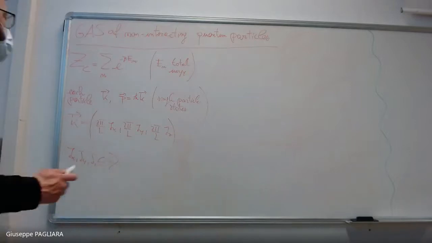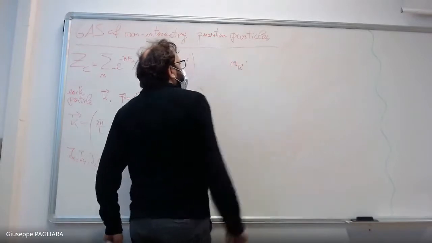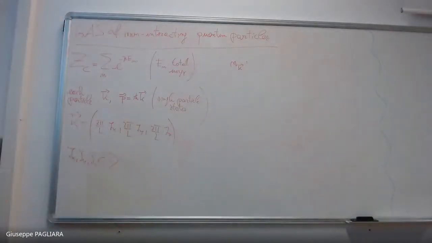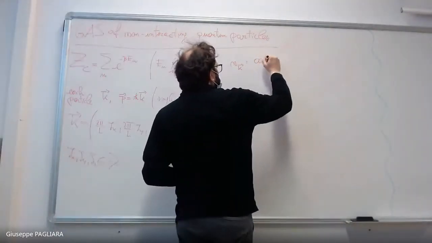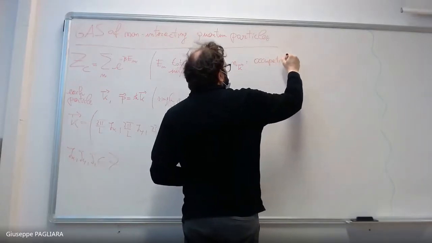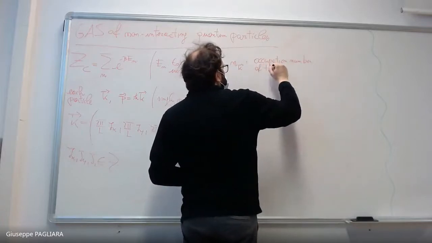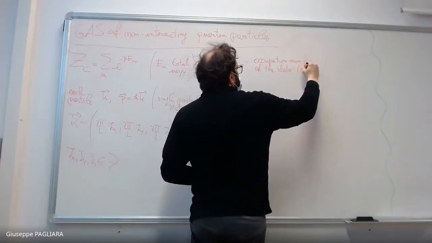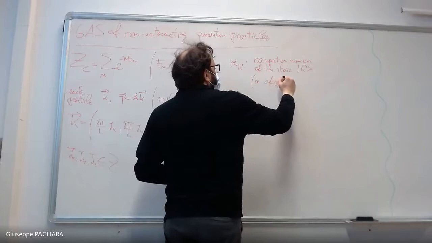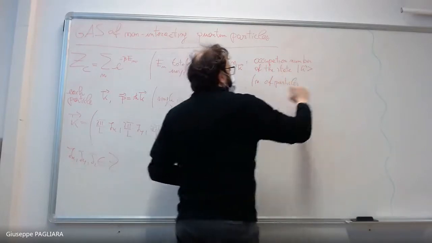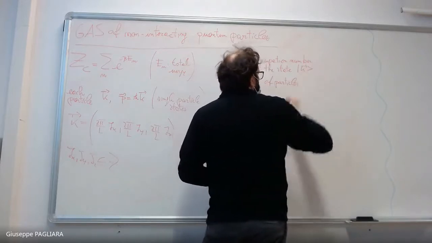Now let's call with n_k the number of particles that are in the state k, or the occupation number if you want. The occupation number of state k: the number of particles having k as a wave number.